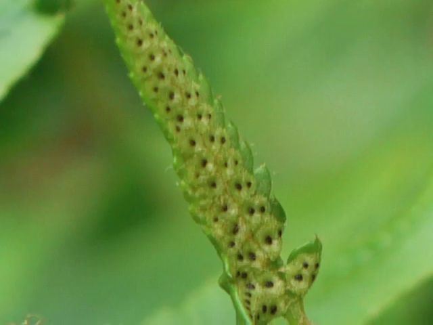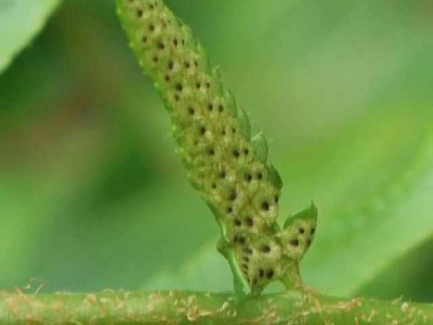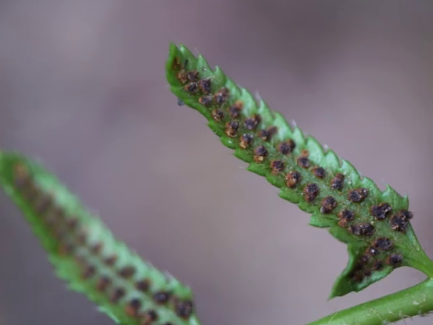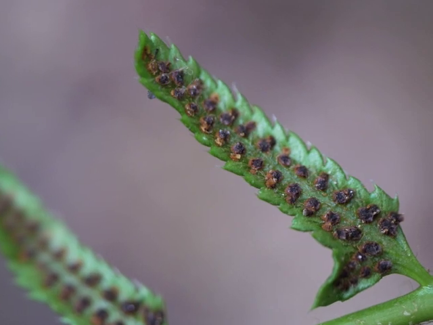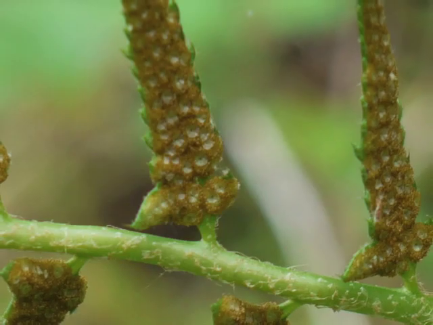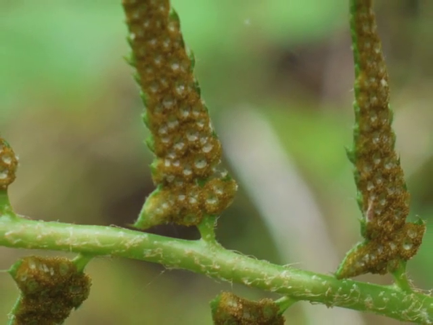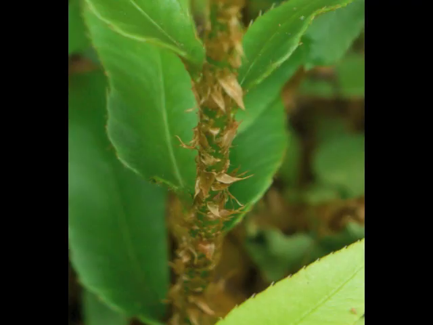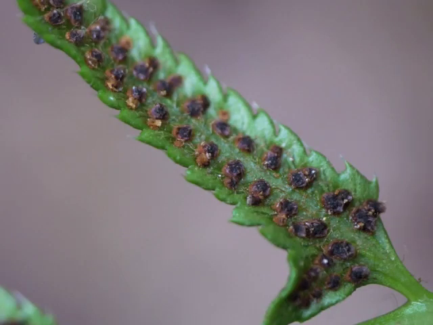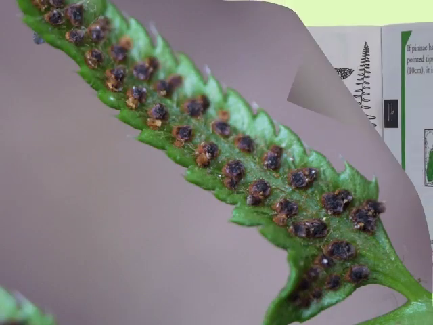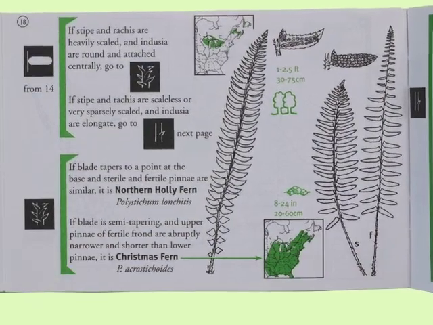We also need to look at the indusium, the covering over the developing spores, to check out its shape. We are asked to choose between round and elongate for the indusium. The stipe and rachis are heavily scaled, and the indusium is round. This answer takes us to the next dichotomous set on the same page of Fern Finder.